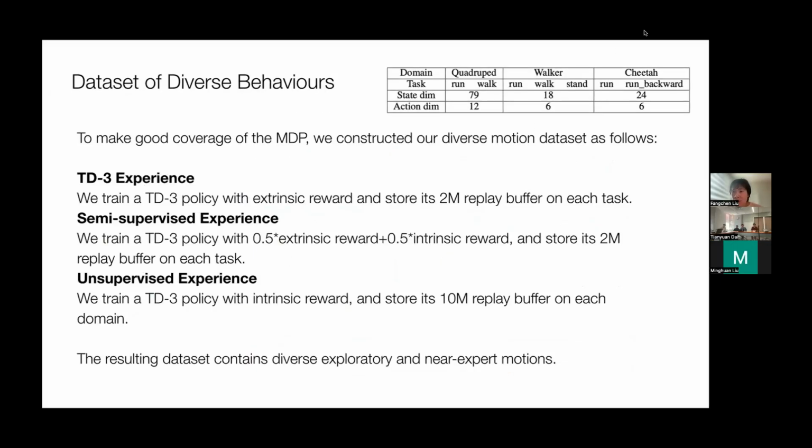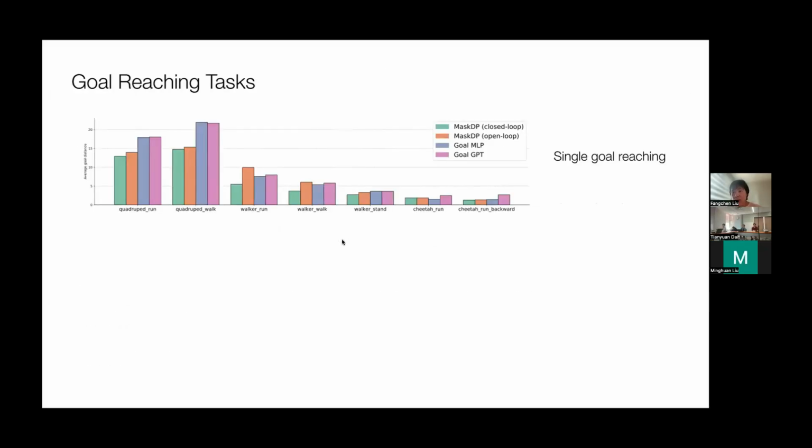Here is some dataset overview. We have this quadruped walker and cheetah domain, and we have trained policies that follow intrinsic reward or a mixture of intrinsic and extrinsic reward, and also trained some near expert policy with extrinsic reward and stored its past replay buffer. So actually, this is a pretty diverse data set, containing very diverse motions. Some of them are near expert, but the majority of them are random exploratory trajectories. And that's the data set we are using for training these masked trajectory models.